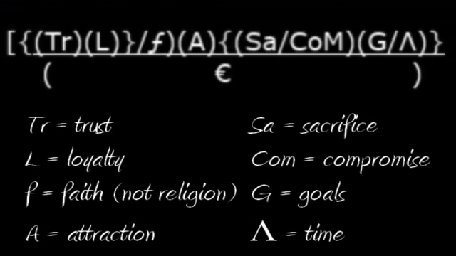So there you have it: trust, loyalty divided by faith, multiplied by attraction, all of that multiplied by sacrifice over compromise, multiplied by goals over time, and then everything divided by communication.